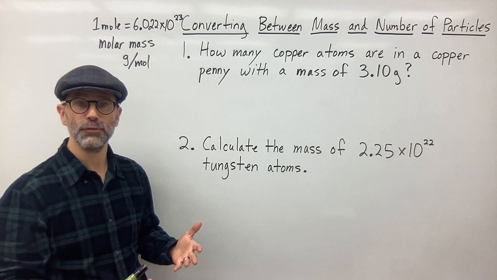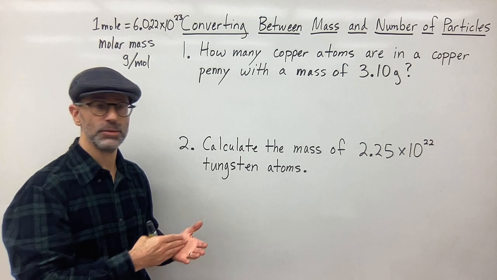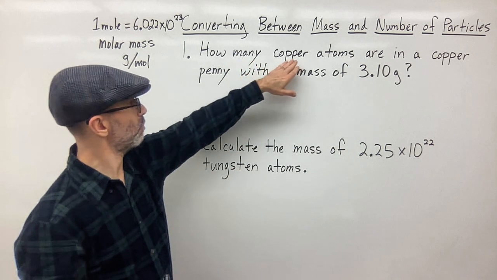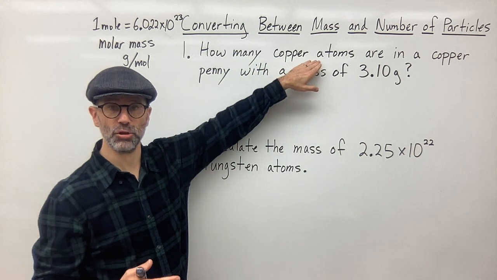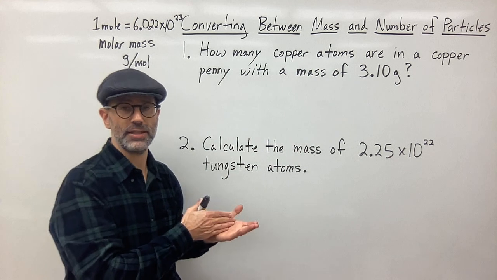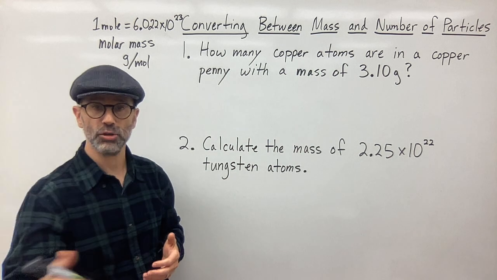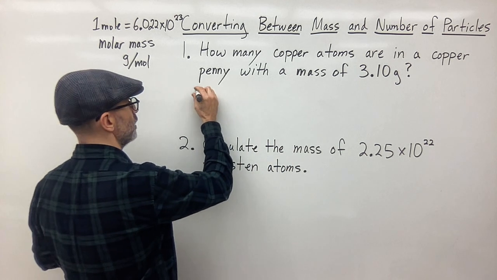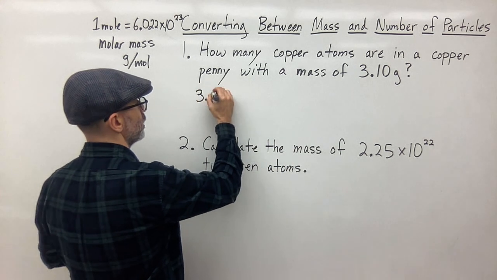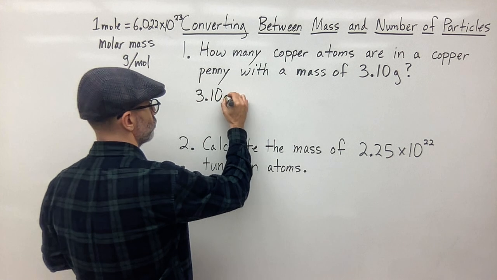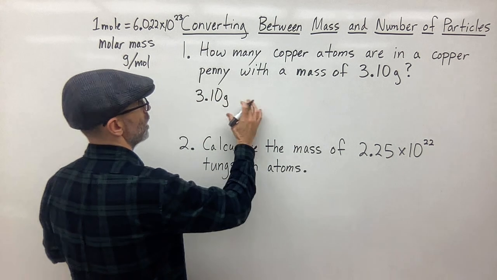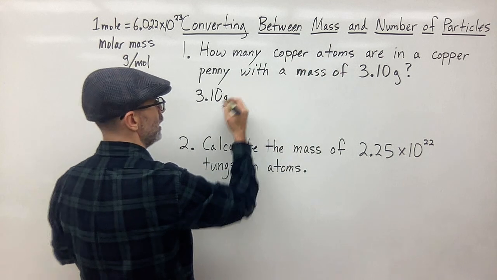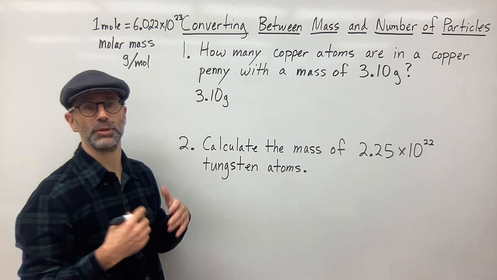We need to figure out how to get from grams, because they're giving us grams, and they're asking for the number of copper atoms. That's a particle. So we need to go from the mass in grams to the particles, which is atoms. The first thing we want to do is start with the given 3.10 grams. This is grams of copper, since we're talking about a penny and they want copper atoms. And here we're assuming that the penny is completely copper.